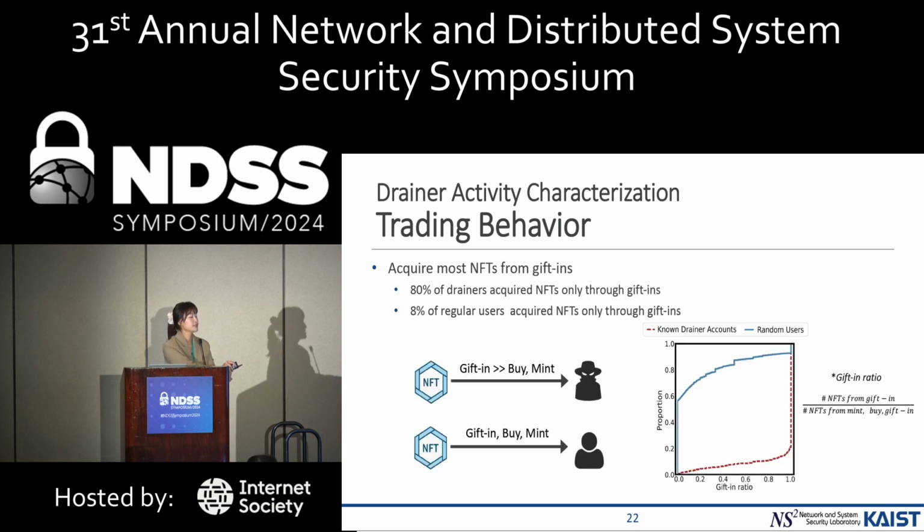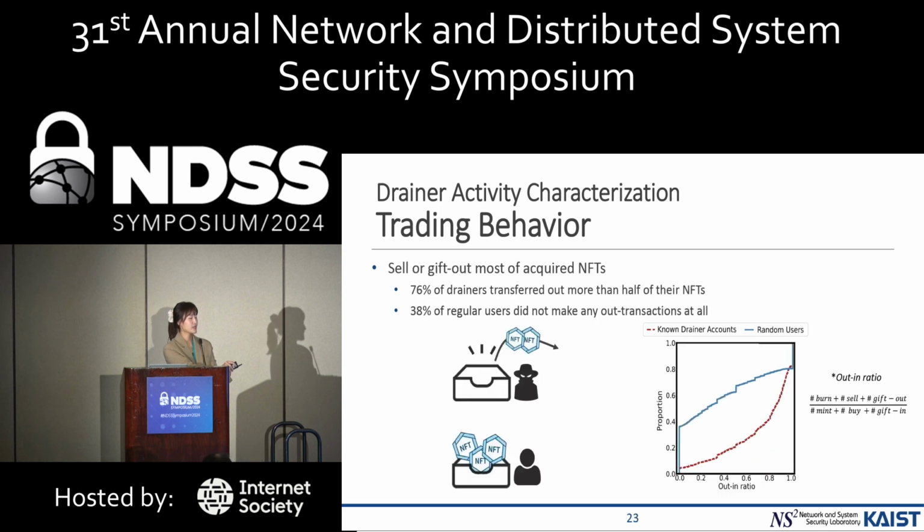Second, drainers get most NFTs from gift instead of sale or mint. 80% of drainers acquire all of their NFTs only through gift. Lastly, drainers are likely to transfer their NFTs out, while regular users are likely to hold their NFTs. Most drainers transferred out more than half of their NFTs.